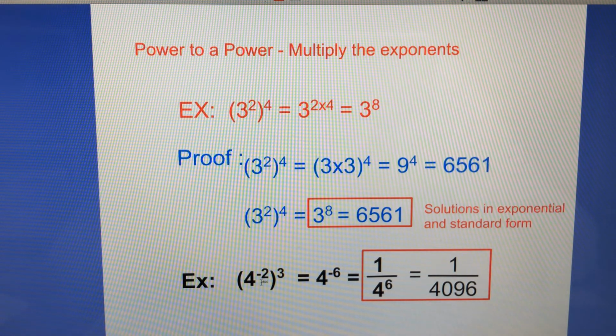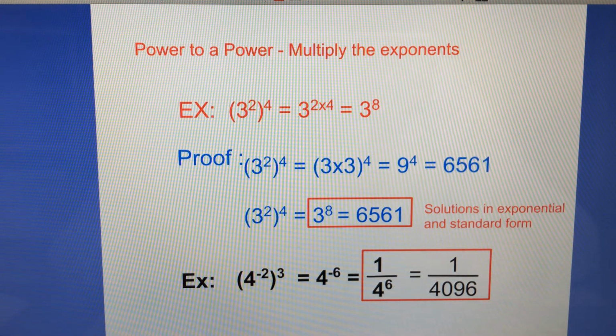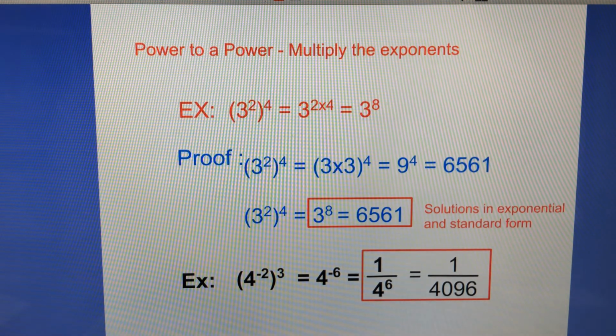4 to the negative 2 to the 3rd power. Well, negative 2 times a positive 3 is a negative 6. Move it to the denominator, 1 over 4 to the positive 6, 1 over 4,096. Your calculators will do this for you, but when you're taking a test and you don't have a calculator, you need to be able to just look at something and say, that doesn't seem right, because you know what the rule is.